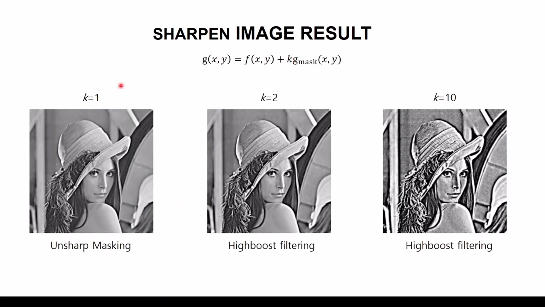When k equals 1, we have unsharp masking. When k is larger than 1, the process is referred to as Highboost filtering. And when we choose k less than 1, it reduces the contribution of the unsharp mask. Okay, let us move to Spyder IDE and I will show you all this process in Python.